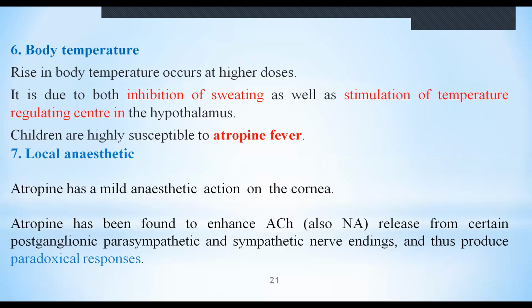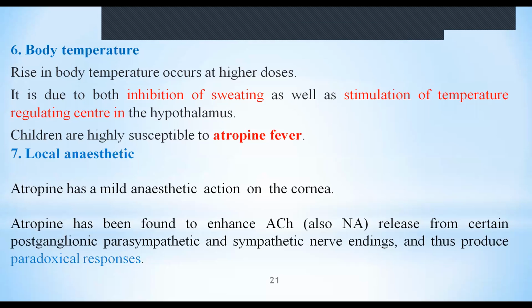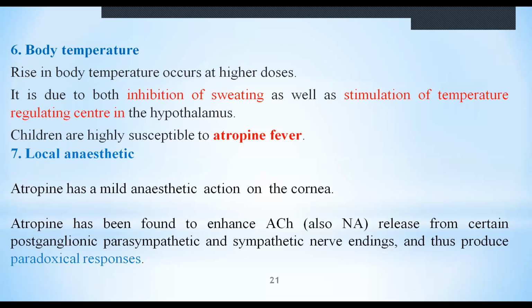And the body temperature. There is an increase in body temperature at higher doses of atropine or atropine-like toxicities, and this is due to both inhibition of sweating as well as stimulation of temperature regulating centers in the hypothalamus of the brain. Children are highly susceptible to atropine fever. So atropine fever occurs in case of overdose of atropine or atropine toxicity.